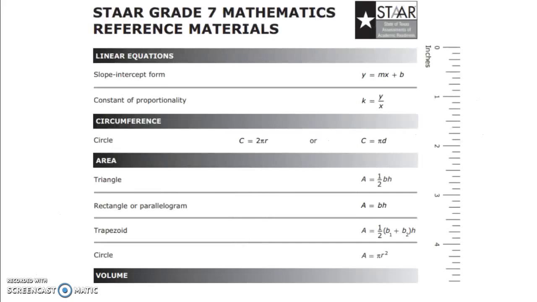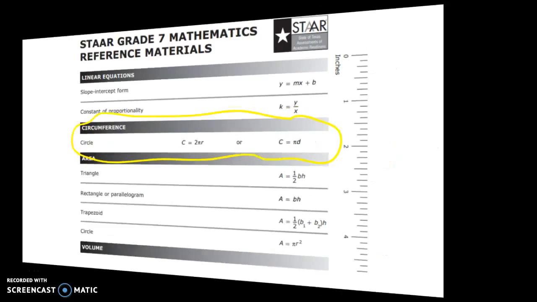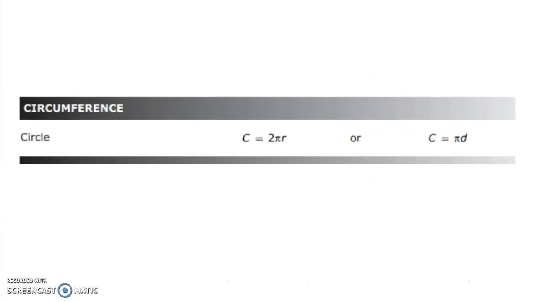Our first example is we have to find the circumference, but how do we do that? If you look at your reference chart for the 7th grade mathematics, you're going to use these formulas. It's circled. It says circle circumference. You can use C equals 2 pi r, or you can use C equals pi d. Now, which one do we use? When's the appropriate time?